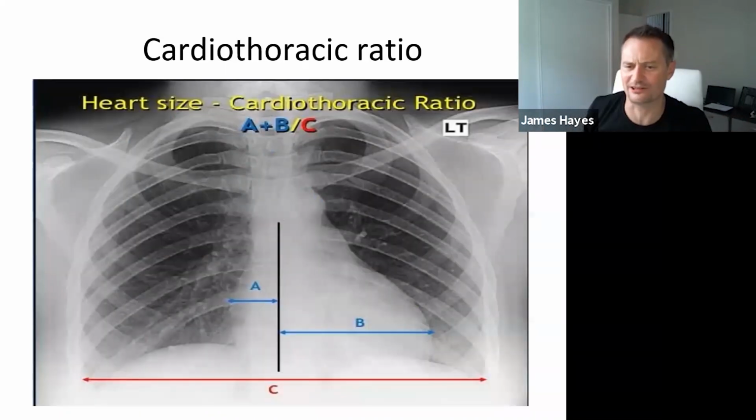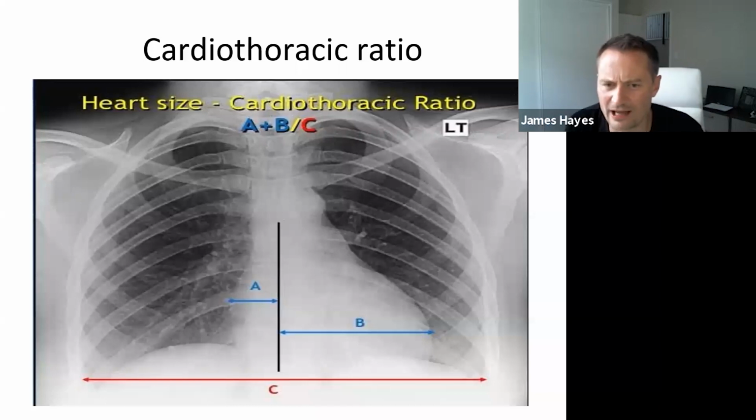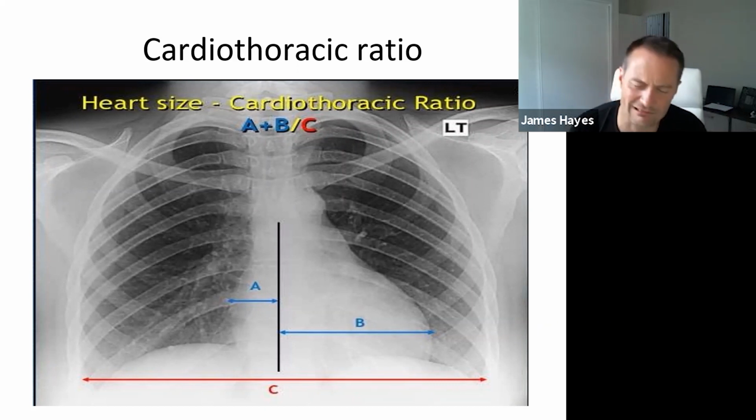Okay, so this is the heart size. You measure A and B, and the reason it's A and B, and not just A, it sounds silly measuring A and B, but there is a reason for that, which we'll get into a bit later on. And then you divide it by C, and that's your cardiothoracic ratio, okay? So that comes up on a number of different things, but remember, you can only do that if the chest x-ray was taken in the PA view.